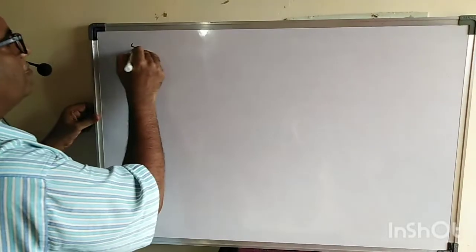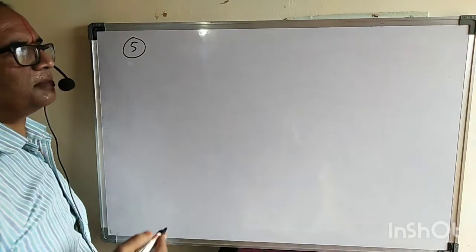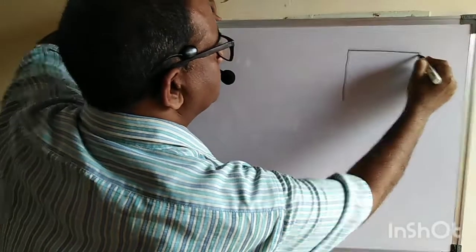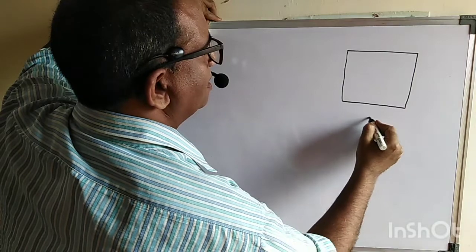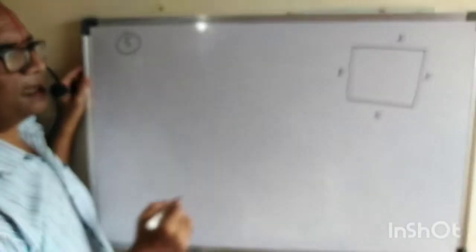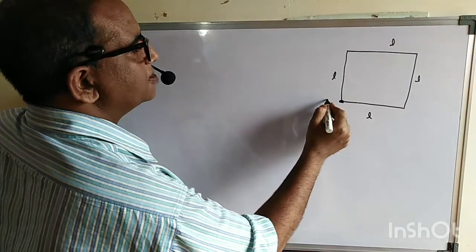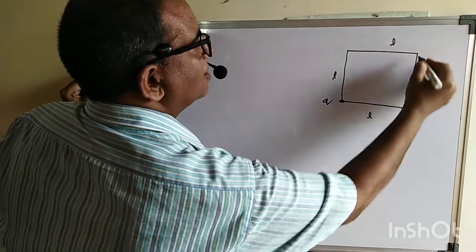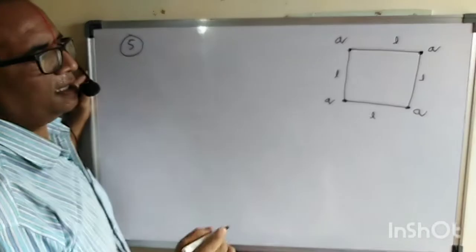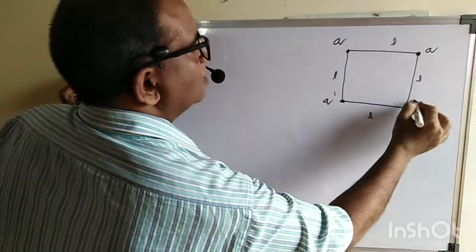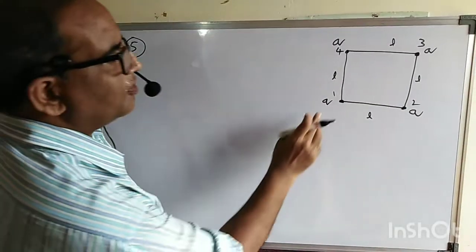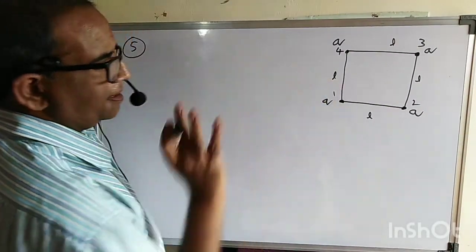Let us look at problem number 5. In this problem, let us take 4 charges here. Remember, it is a square. The side of the square is L. I placed 4 charges at the 4 corners. Let me name them as 1, 2, 3, and 4. Now find the force on the charge 1.